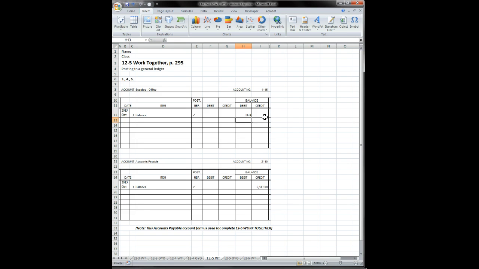Why do I know it's a debit? Well, because this is a supply account. It's an asset, and assets have a normal balance of a debit. Okay, so it looks like part 3 is done.